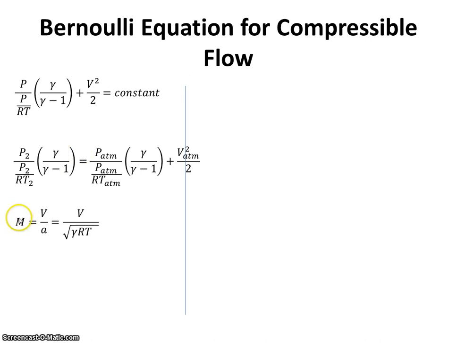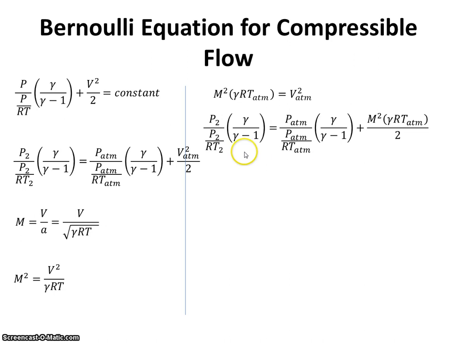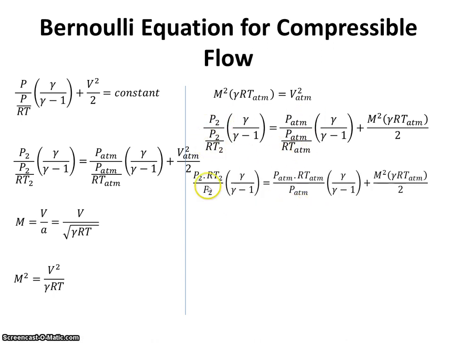But the Mach number M is equal to the velocity over the speed of sound, and the speed of sound is equal to the square root of gamma RT. Therefore, the Mach number squared is equal to V squared over gamma RT, or rearranging that, the Mach number squared times gamma RT is equal to the velocity of free stream squared. So I'm going to substitute that back in there. And there it is. I've substituted for V squared in here, and we can bring our RTs up here. Immediately we see we can start cancelling out something. The P's will cancel and the R's will cancel on both sides. P2 will cancel out here, P atmospheric against P atmospheric, and the R's will cancel.